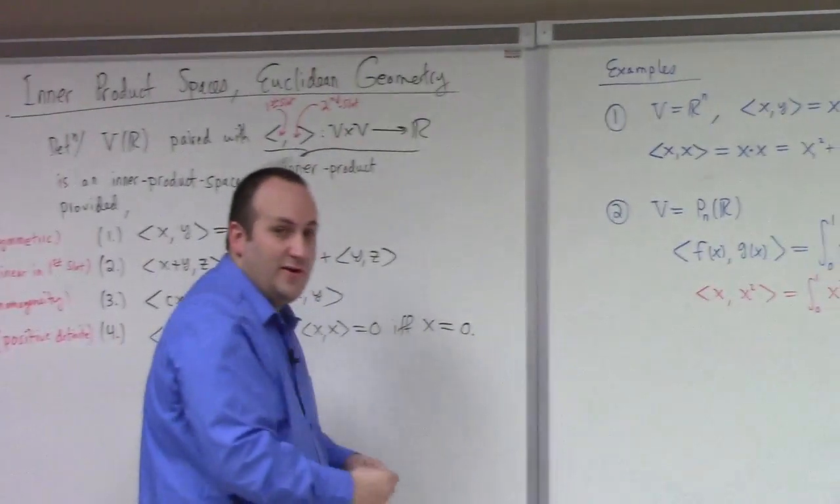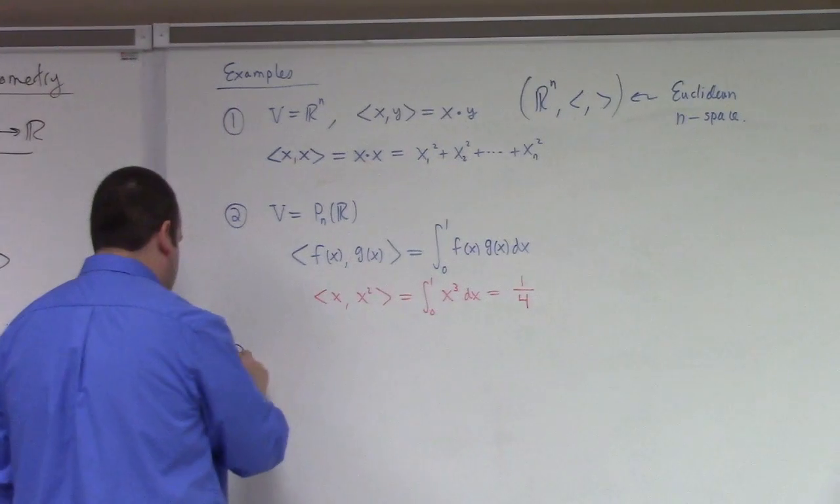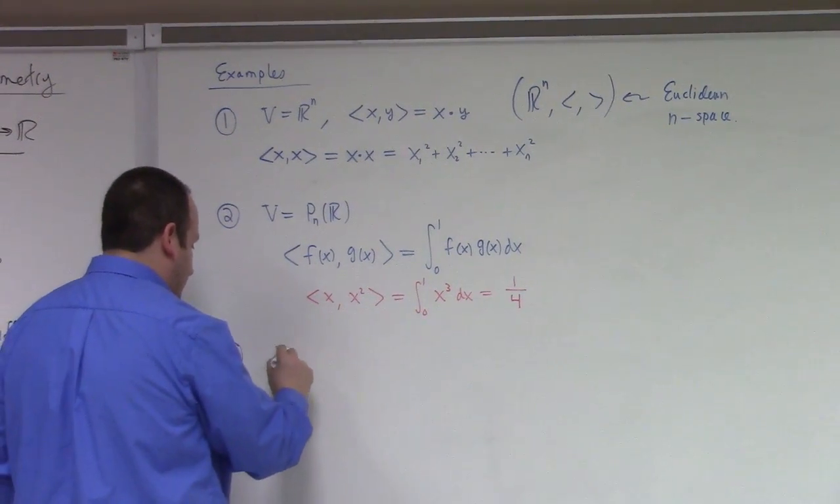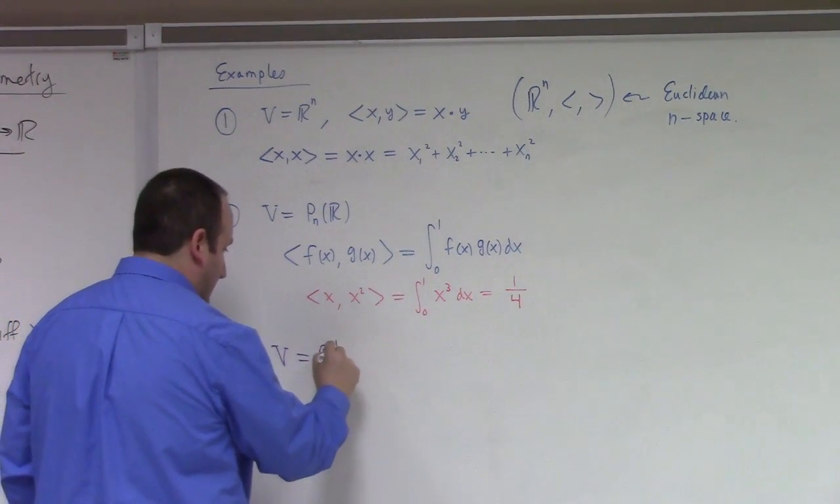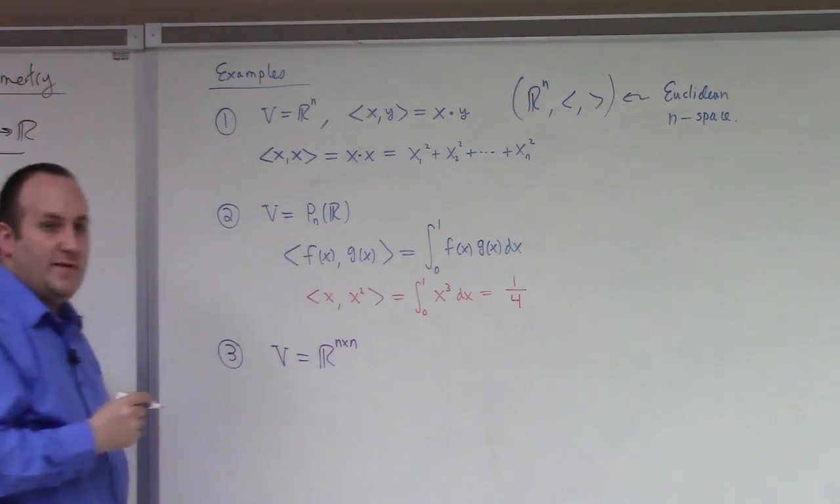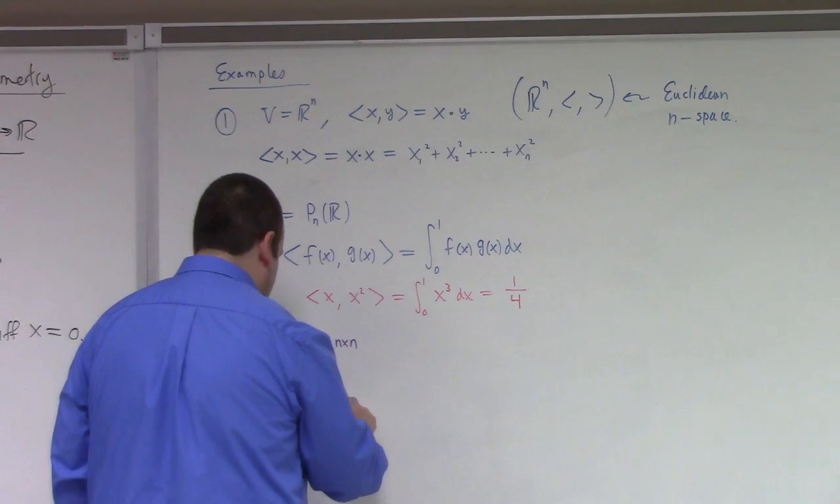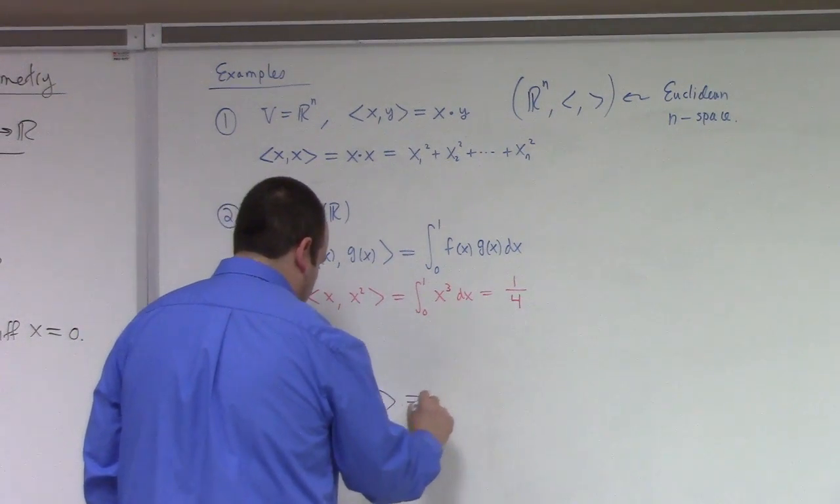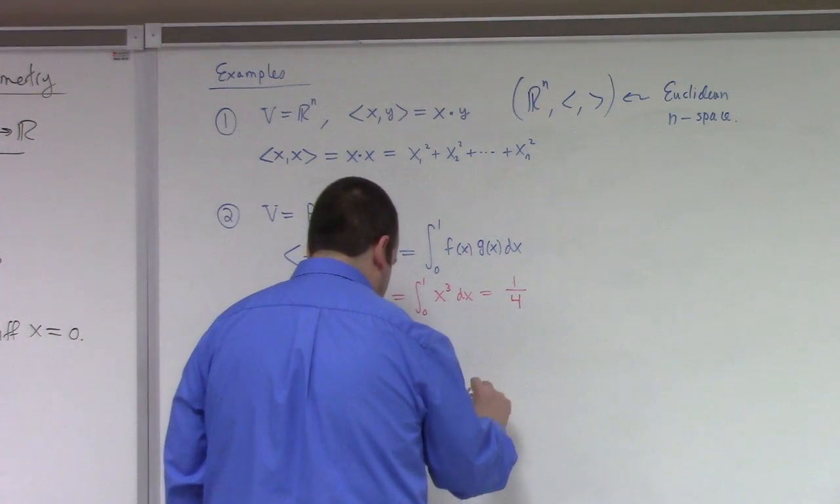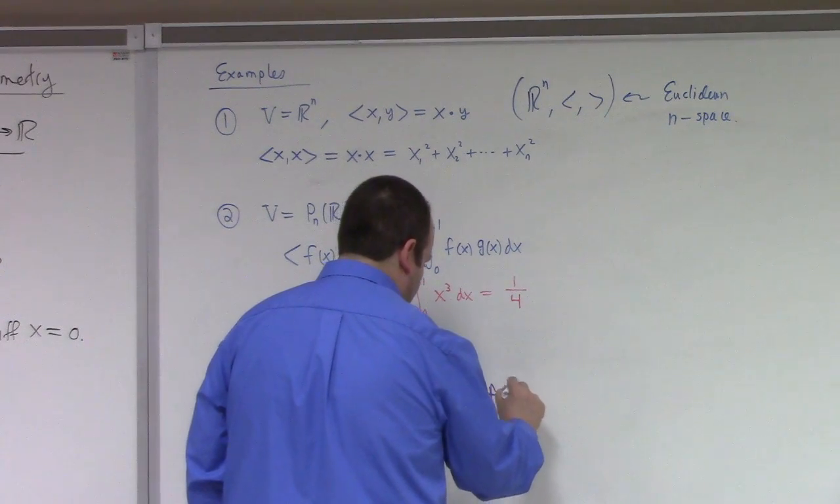A third example, and I don't think it's too weird, would be the set of n by n matrices. On this, we could give the inner product as follows: the inner product of A and B is the trace of A B transpose.